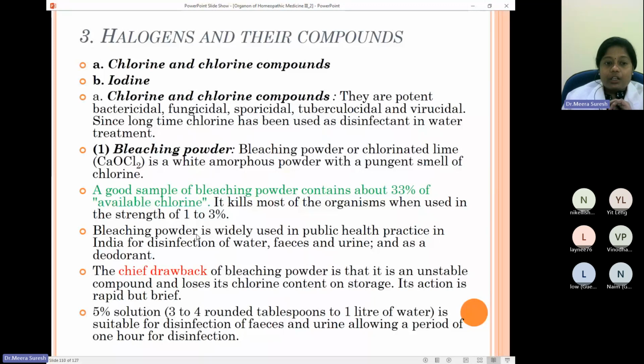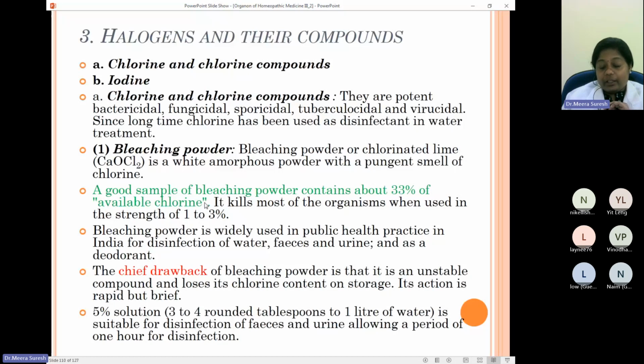especially the disinfection, etc. So bleaching powder or chlorinated lime, chemically CaOCl2, is a white amorphous powder with a pungent smell of chlorine. I'm sure you might have seen this bleaching powder. It's almost always present in every household. A good sample of bleaching powder contains about 33 percent of available chlorine. This can be asked as an MCQ. A good sample of bleaching powder means 33 percent of chlorine should be available.